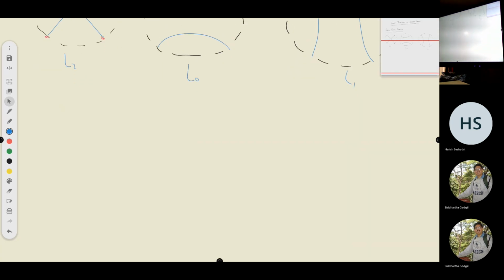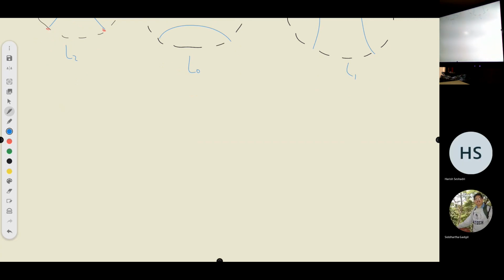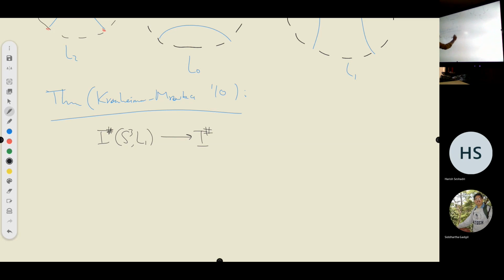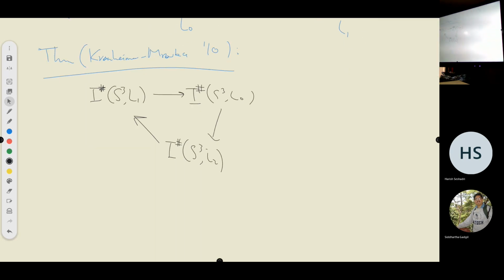So here's a prototypical result. And this is a theorem due to Kronheimer and Mrowka, which relates these things. I mean, there are many variants of this theorem. I'm sticking to one particular one. Let's hope I don't get the indexing wrong.